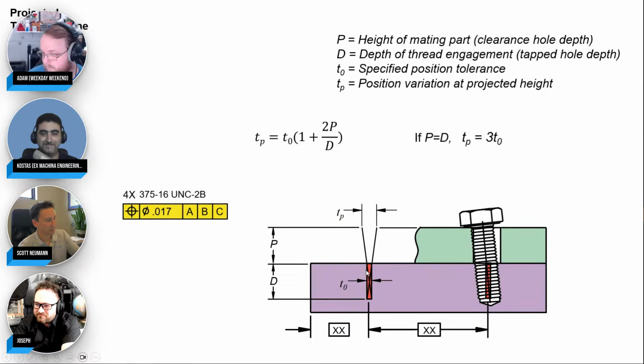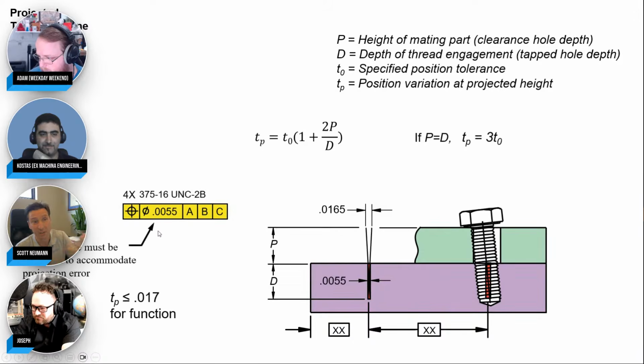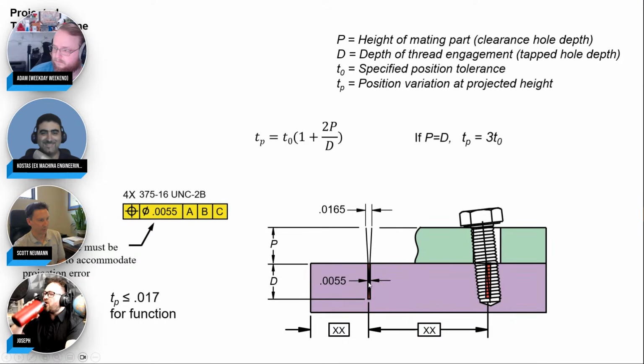Okay, so how do we solve this projection problem? Well, there's 2 solutions to the projection problem. One of them is to tighten up the tolerance. So if you reduce the amount of position tolerance down here, you'd have to reduce it down to 1/3 of your original, because remember the projected height tolerance is going to be 3 times the original. So you'd have to cut your position down to 5.5 to get your functional 17 cylindrical zone.